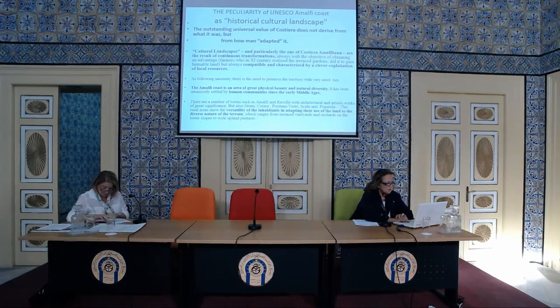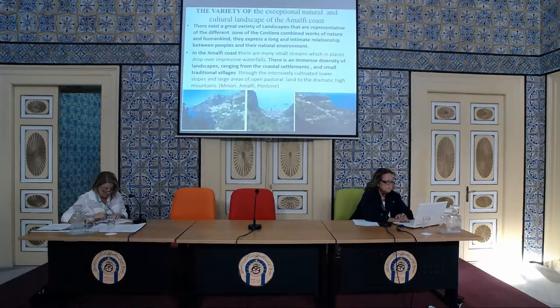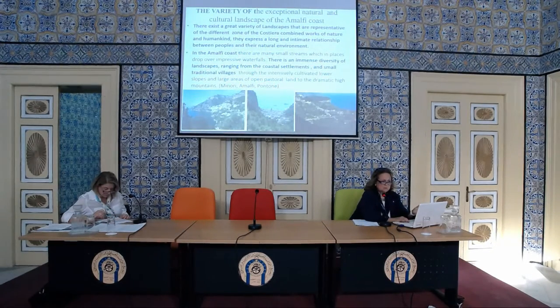The Amalfi Coast is an area of exceptional physical beauty and natural diversity. The versatility of the inhabitants in adapting the use of the land to the diverse nature of the terrain is a characteristic of the inhabitants. This is the variety of the exceptional natural and cultural landscape of the Amalfi Coast. There exists a great variety.